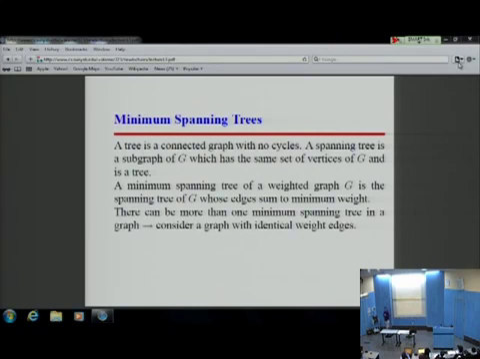Which graph has the most spanning trees? Yeah? A complete graph. Does everybody agree that if I have a complete graph, then there are going to be a large number of spanning trees? How many spanning trees will the complete graph have?